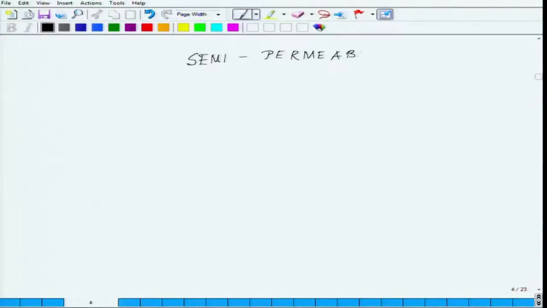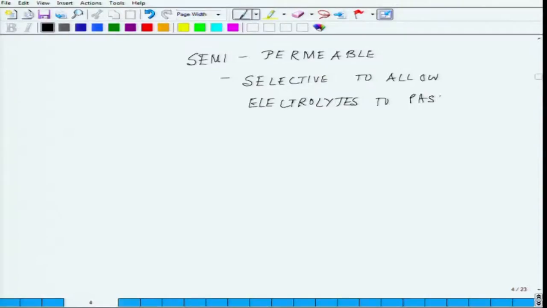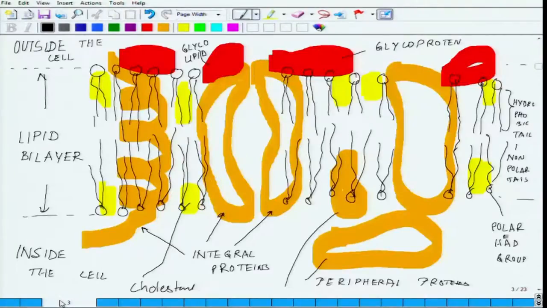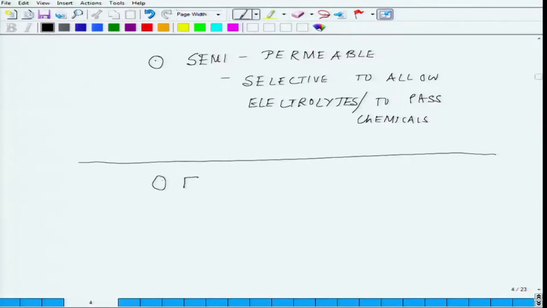Semi permeable, it is selective about allowing things to pass through it, electrolytes or other chemicals to pass. Okay. And essentially these kinds of membranes are regulated by a whole series of, if you see this structure, embedded among this are the different integral proteins which form the ion channels. The model which is currently used for this is called the fluid mosaic model.